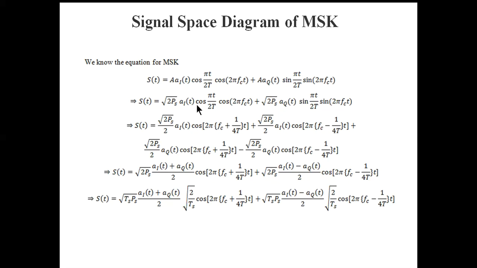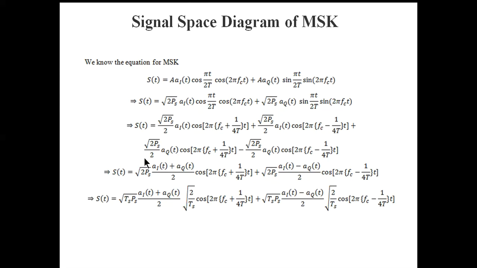Now we use the trigonometric identity, that means cos A cos B and sin A sin B, that means cos(A plus B) plus cos(A minus B), and the next one is cos(A plus B) minus cos(A minus B). Now if we rearrange them, we get this equation: s(t) equal to root 2Ps (aI(t) plus aQ(t))/2 into cos(2 pi fc plus 1/4T) t plus root 2Ps (aI(t) minus aQ(t))/2 into cos(2 pi fc minus 1/4T) t.